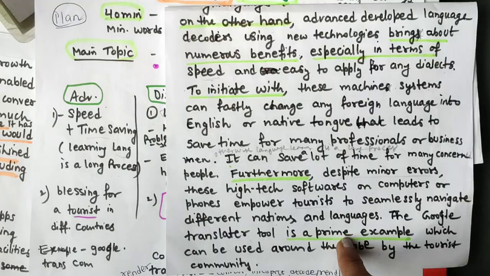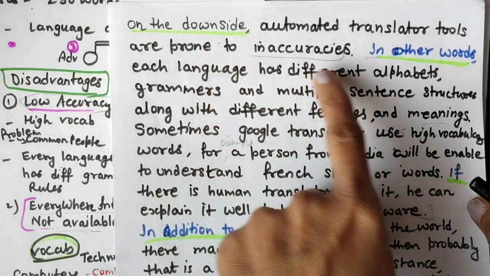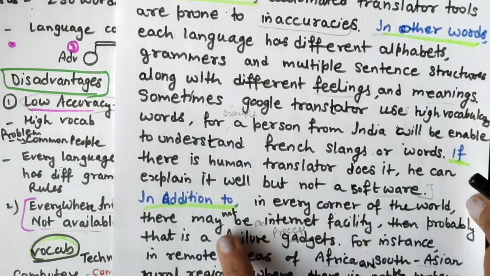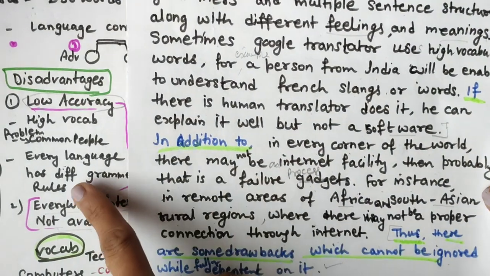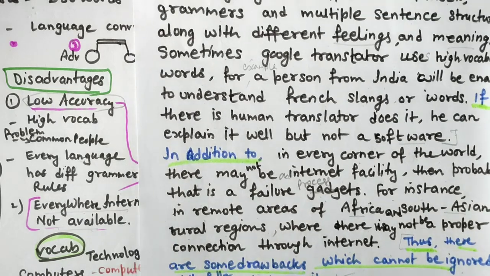Now disadvantages. So this is advantages, and this is low accuracy. How I have started on the downside, and then in other words, and in addition to, second point, and how I have finished this paragraph.